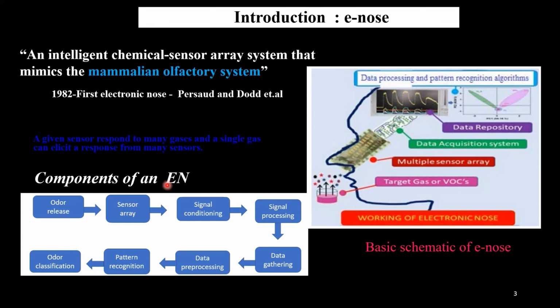The components of an electronic nose consist of a sensor array, which is the heart of the electronic nose, and then signal conditioning and signal processing, data gathering. Once you get the data, you can go for data pre-processing, which is the initial stage of the machine learning models. Then you apply an appropriate pattern recognition algorithm. Using that, you can classify the gases.